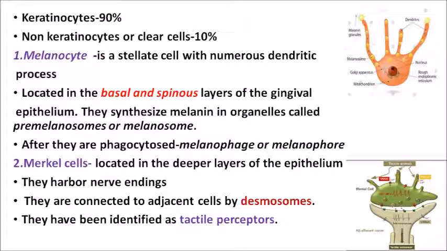Next cell is Merkel cell. Merkel cell is located in the deep layer of the epithelium or the basal layer. You can see the figure, right hand end. They harbor nerve endings. They are tactile perceptors, okay? And they are connected to the adjacent cells by desmosomal attachment. They have to transmit the touch sensation. Therefore, they have to have adjacent cellular attachment with the help of desmosomes, and definitely the nerve endings, everything is present in the connective tissue. So to have contact with the connective tissue, it should be located in the deep layers of the epithelium or deep layers of the stratum basale. So that is the location and function of Merkel cell.